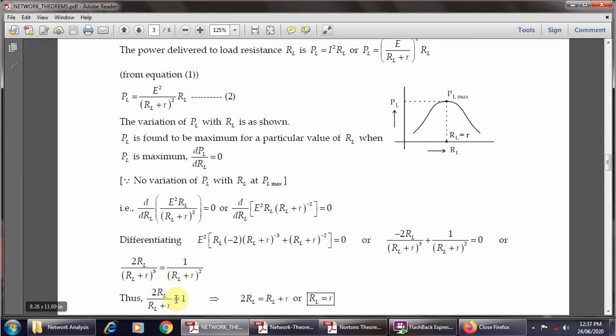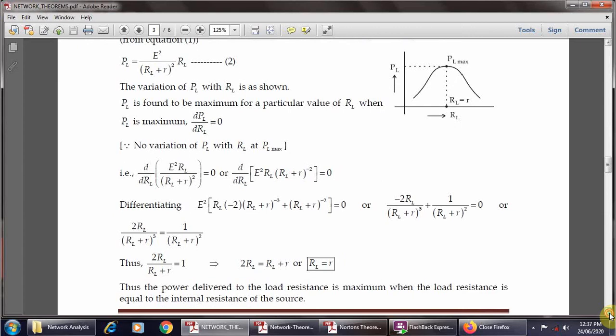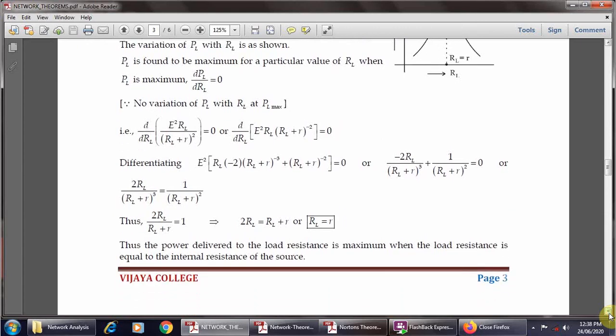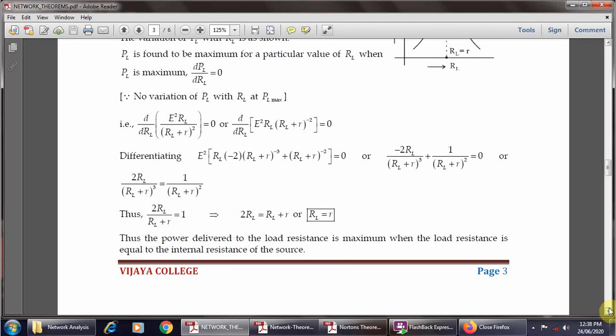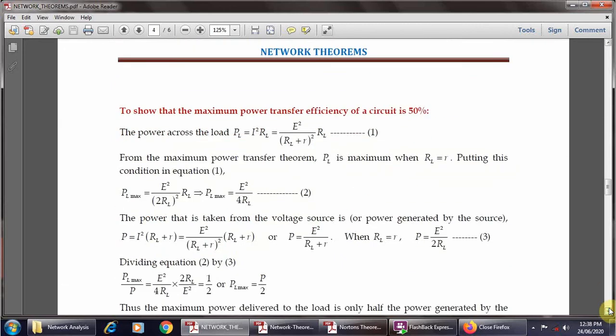Therefore 2RL is equal to RL plus R. We move this denominator to the RHS, and the equation becomes 2RL equal to RL plus R. Here 2RL minus RL, which is equal to RL, is equal to R. This means we have verified that the power delivered to the load resistance is a maximum when the load resistance is equal to the internal resistance. We have verified and proved it.